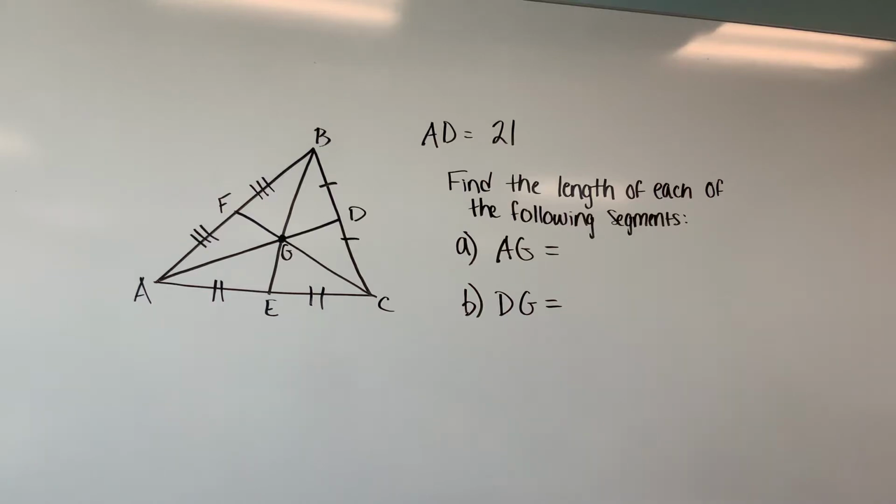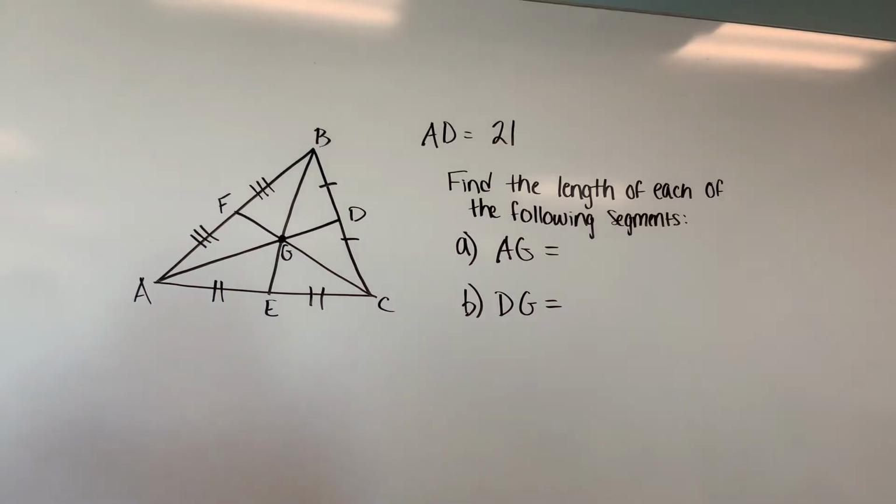Here's a very similar problem that I hope will help you out. So we have this triangle pictured here. We're given that the length of segment AD is equal to 21, and we want to find the length of segment AG and DG from the information given to us in the picture.